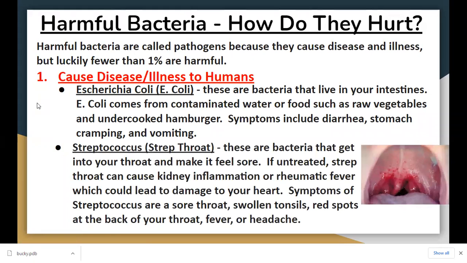Then you've probably heard of strep throat. That comes from the streptococcus bacteria. They get into your throat and make it feel sore. If untreated, strep throat can cause kidney inflammation or rheumatic fever, which could lead to damage of your heart. Symptoms of streptococcus are a sore throat, swollen tonsils, red spots at the back of your throat, like the picture there, fever, or headache.